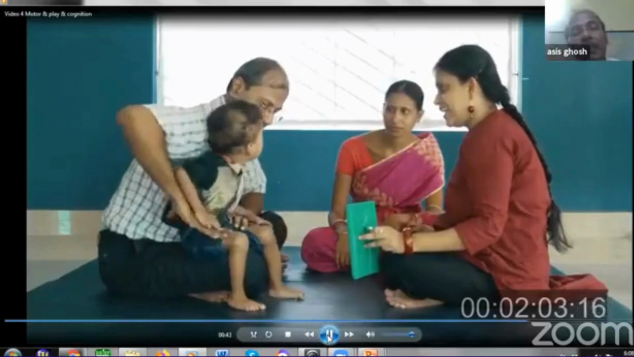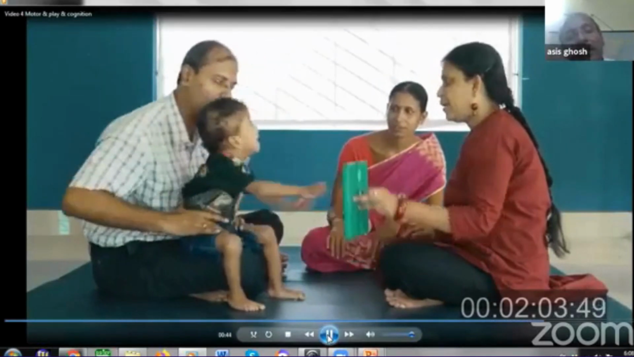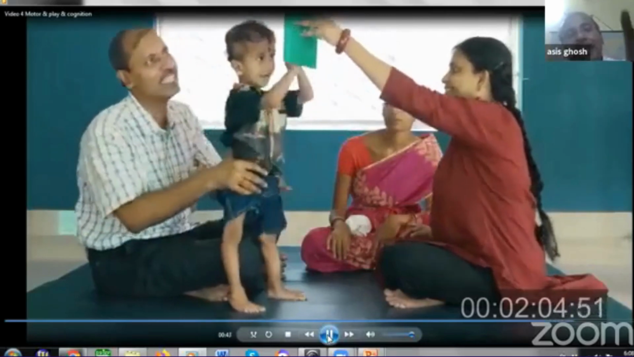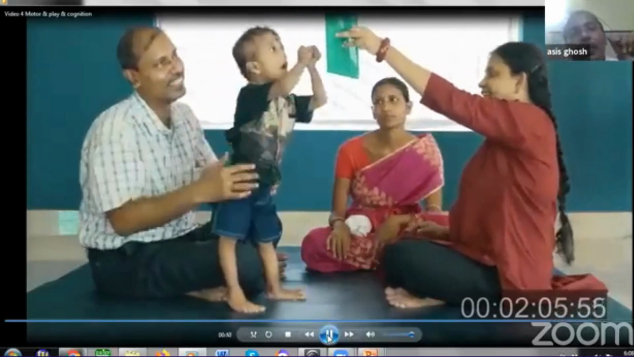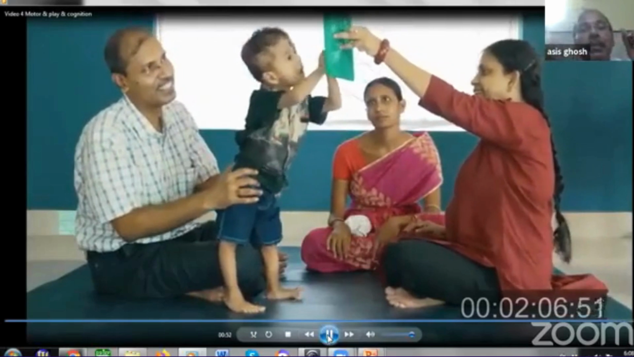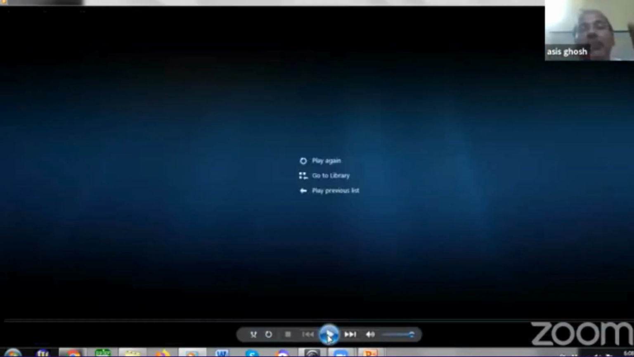So it's getting into standing. Your motor activities are being done, and then the child is reaching, looking at his own image in the mirror, touching it. So it's a kind of whole activity that you are doing.